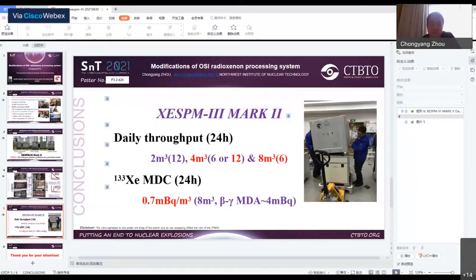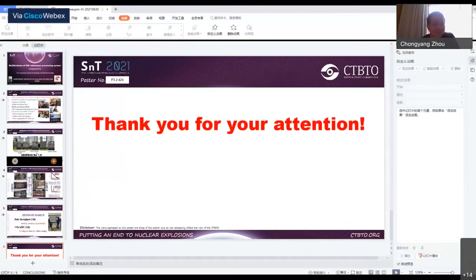The merit of the Xenon 3 is that the daily throughput is 2 cubic meters for 12, and 4 cubic meters for 6 or 12, and 8 cubic meters for 6. That's the daily throughput. And then the Xenon 133 should be 0.7 millibecquerels measured by becquerel. This has made a great improvement. Thank you. I'm sorry this time.